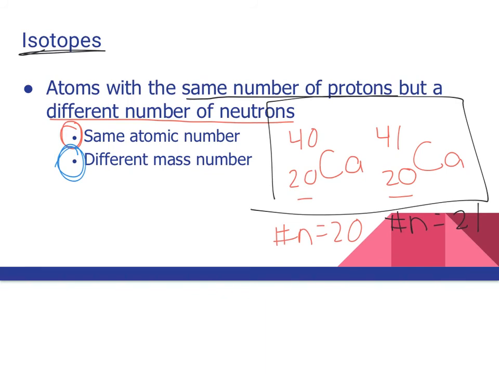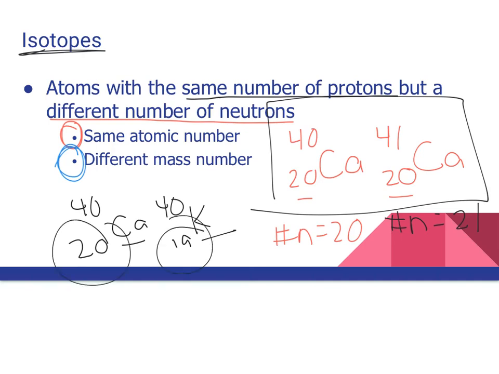It is important to note that in order to be considered an isotope, the atoms have to be the same. So for example, I could not have these two atoms, calcium and potassium, be considered isotopes. They are completely different atoms, therefore they're not considered isotopes because they do not contain the same number of protons.